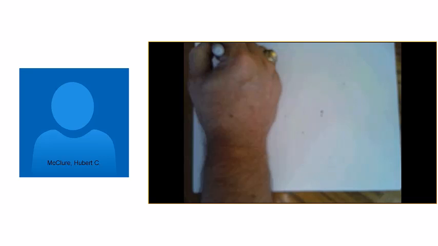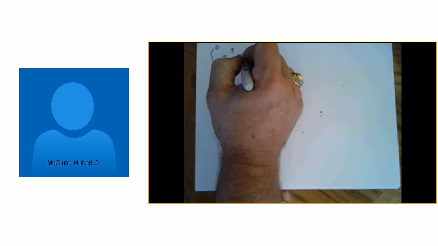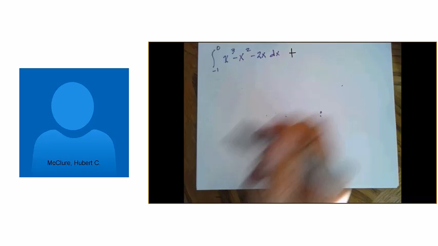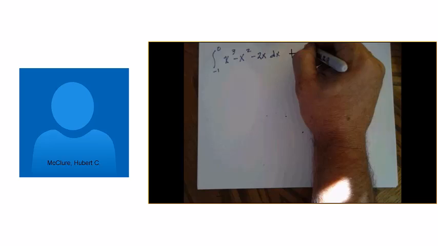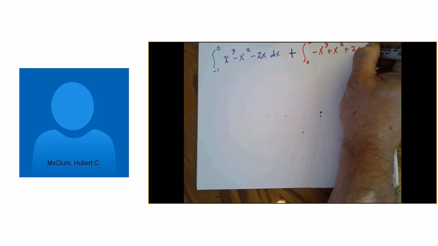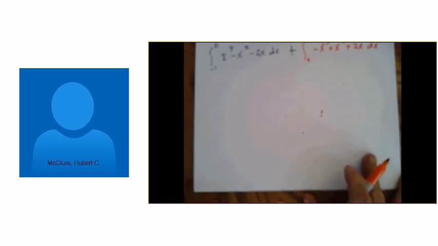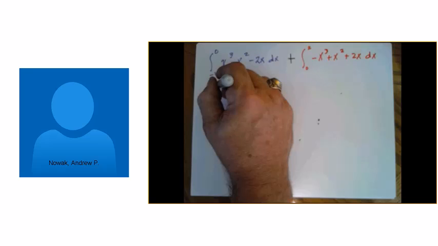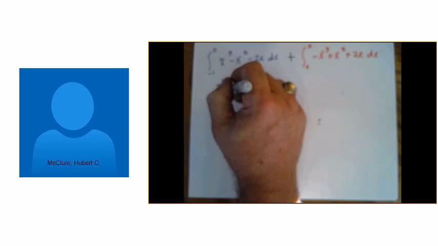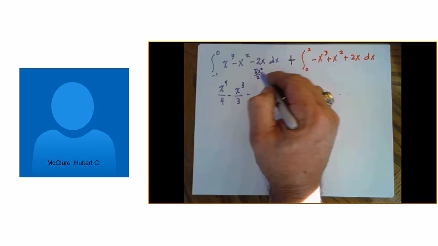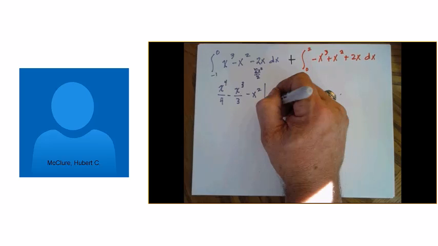All right, so we've got 0 to 1 of x cubed minus x squared minus 2x dx, plus, orange, 0 to 2 of negative x cubed plus x squared plus 2x dx. X to the fourth over 4 minus x to the third over 3 minus 2x squared over 2, which is x squared, evaluated at negative 1 and 0.